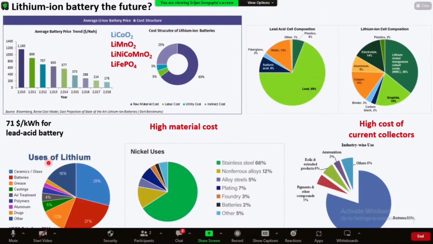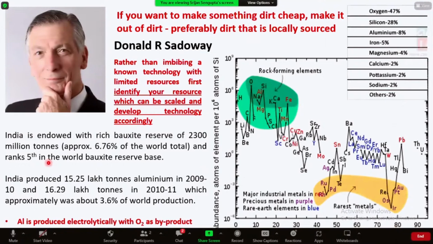So what should be our target? I got this quote from someone called Donald R. Sadoway, a professor at MIT. He came up with this quote: if you want to make something dirt cheap, make it out of dirt, preferably dirt that is locally sourced.